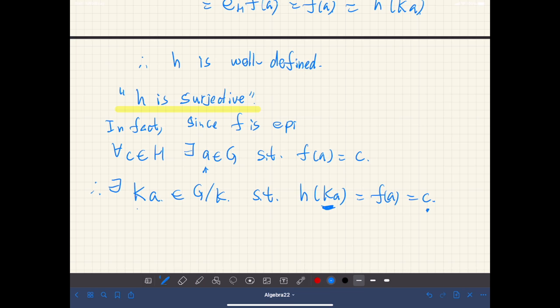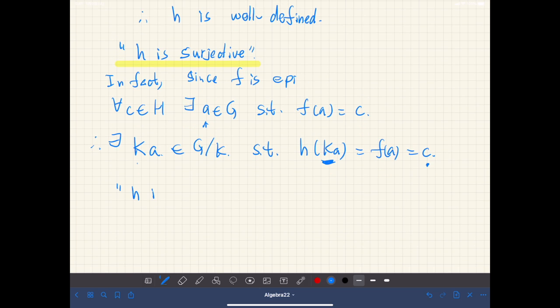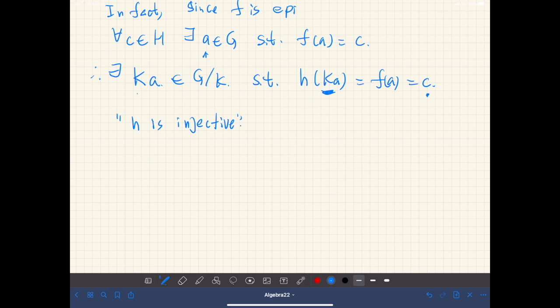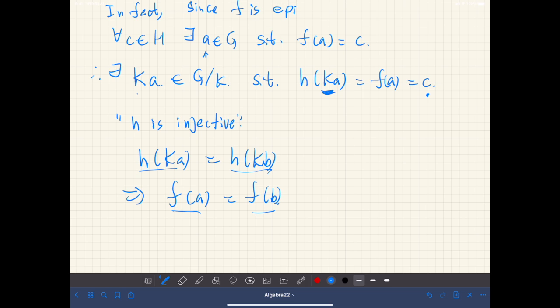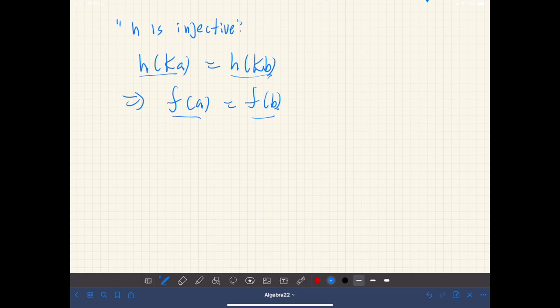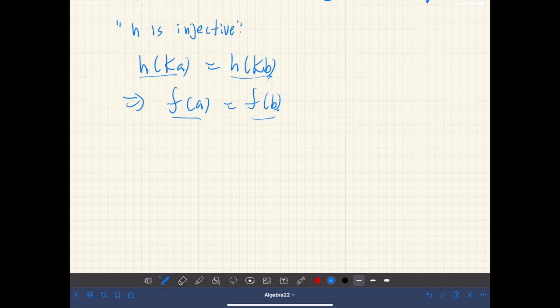And next, we show that H is injective. In fact, if H of Ka is equal to H of Kb, then by definition, f of A is equal to f of B, because this is equal to this, and this is equal to this, by the definition of H. And so by multiplying by the inverse of f of B, we have f of A times f of B inverse equal to the identity of H.